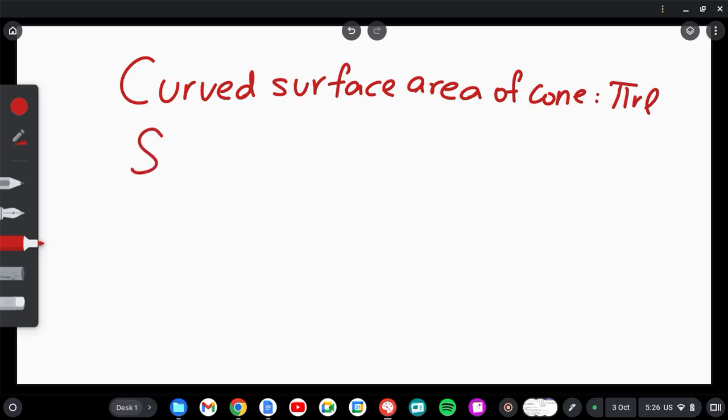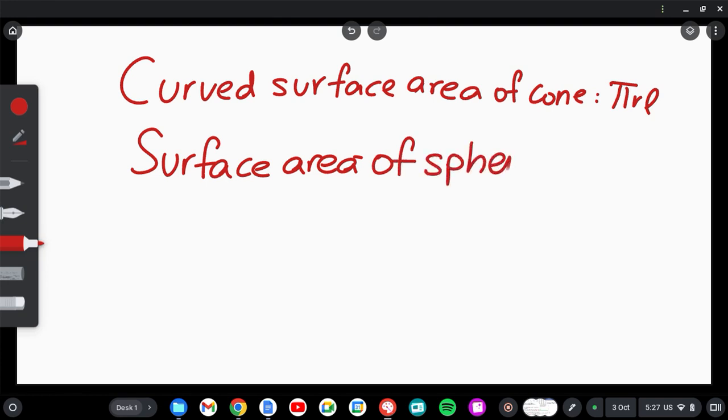And the surface area of a sphere. You will not learn surface area of pyramid and cone yet. But in secondary 3 or secondary 4 express, you should have learned about it. Surface area of a sphere will be 4 pi r squared. That's it. Please memorize by heart.